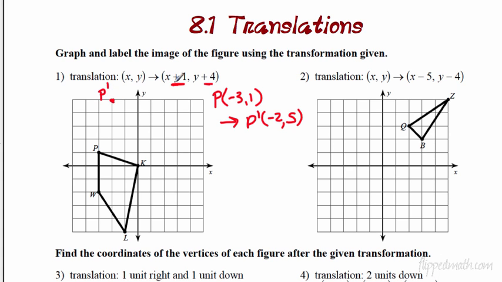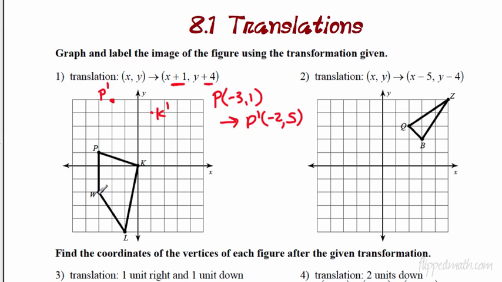The other way to do it is you have to know that positive 1 in the x direction means go to the right 1, and positive 4 in the y direction means go up 4. So you can just go 1 to the right, up 4 for each point. That's probably easier. 1 to the right, up 1, 2, 3, 4. Here's where K prime would be.